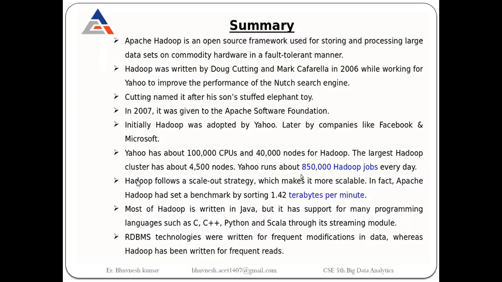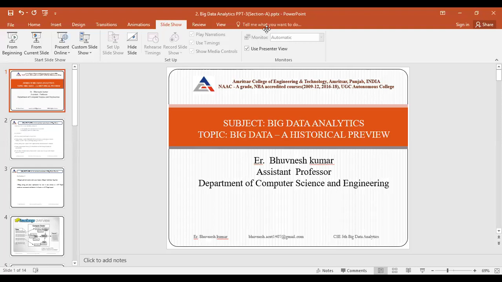That's all about the historical preview of big data. And further, there is the Hadoop ecosystem. If you have any question, you can ask me. You can raise your hand.